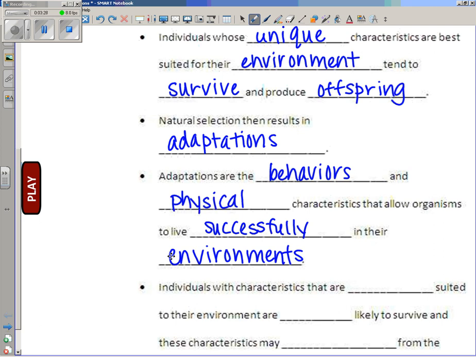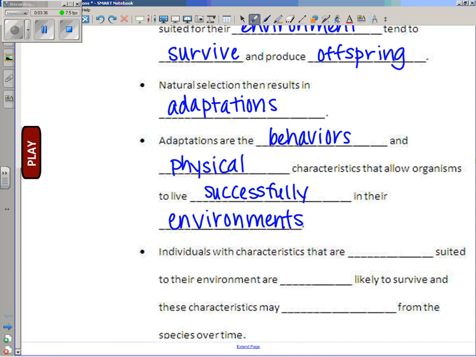Individuals with characteristics that are poorly suited to their environment are less likely to survive. And because they're less likely to survive, those characteristics that are not so great may disappear from the species over time. So that's what the process is.